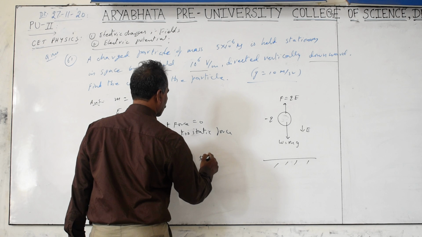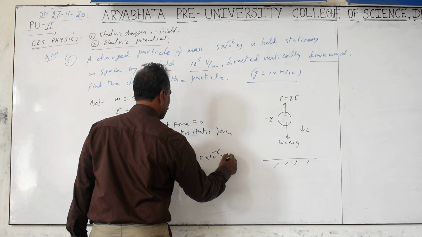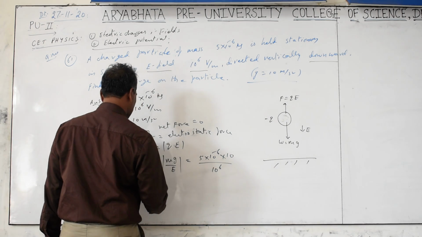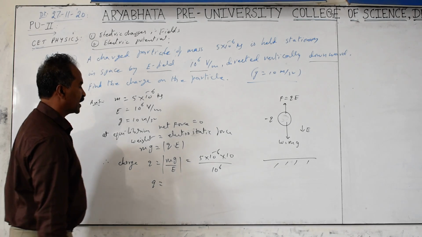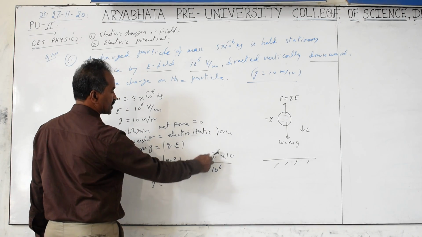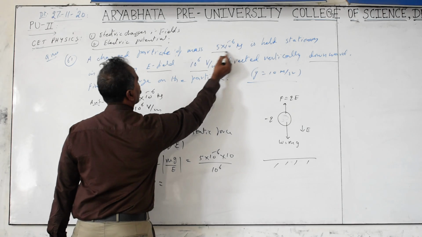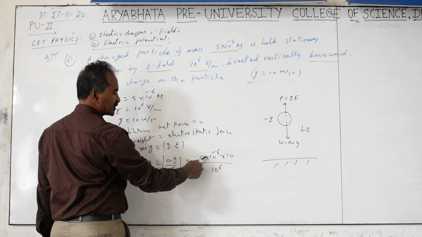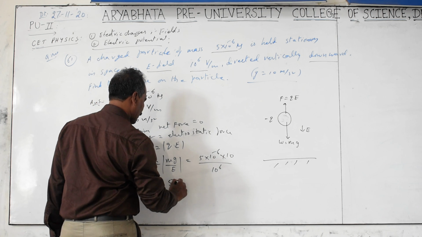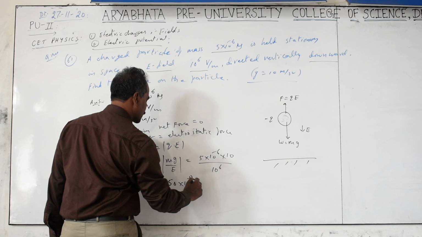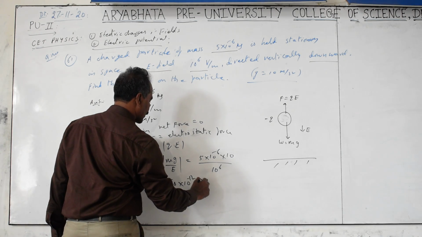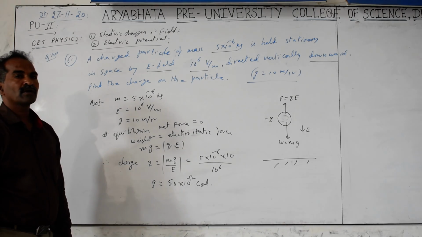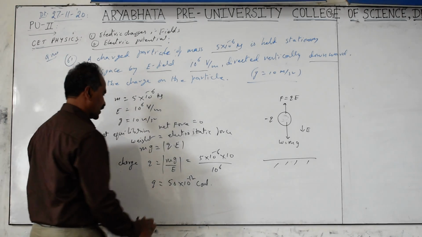5 into 10 to the power of minus 6 into 10, divided by the electric field, 10 to the power of 6. So we take the 10 to the power of 6 to the numerator as minus 6. So 50 into 10 to the power of minus 12 coulombs. It is nothing but pico coulombs. 10 to the power of minus 12 is pico coulombs. Or 5 into 10 to the power of minus 11 coulombs. Like that also you can write it.